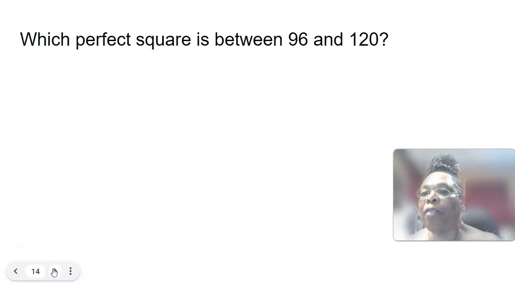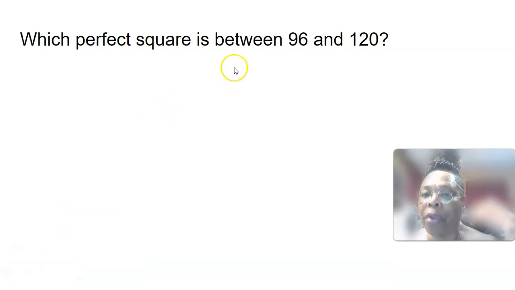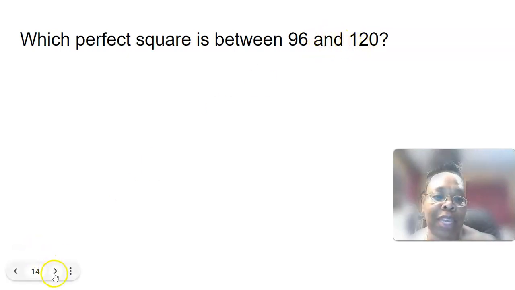Which perfect square is between 96 and 120 when we're looking at the number line? Again, you need to know your squares, you need to know your roots, and then multiply it by itself. So if I go to 7, 7 times 7 is 49, 8 times 8 is 64, 9 times 9 is 81, 10 times 10 is 100. Yep, I just passed 96. 10 and then 11 times 11 is 121. So the number in between that's a perfect square is 100.